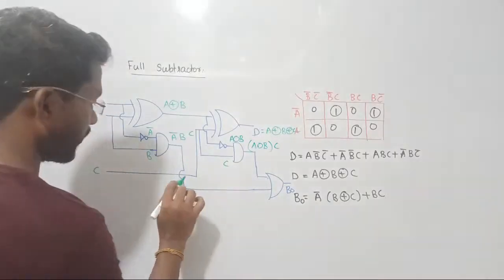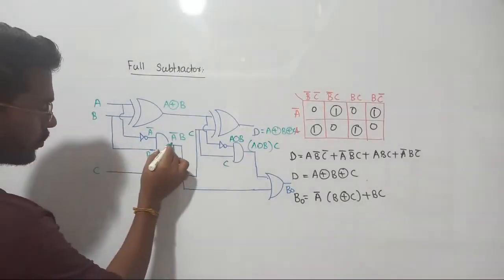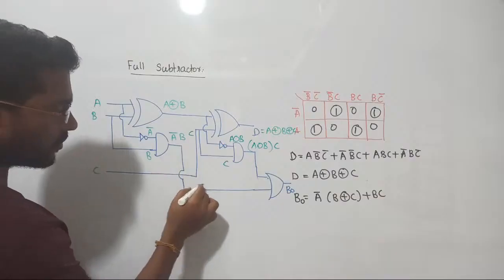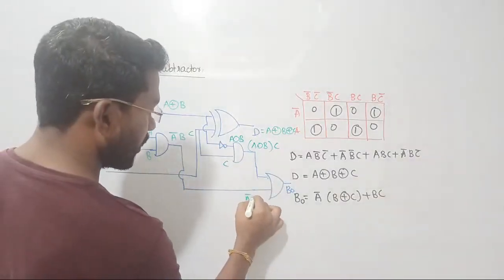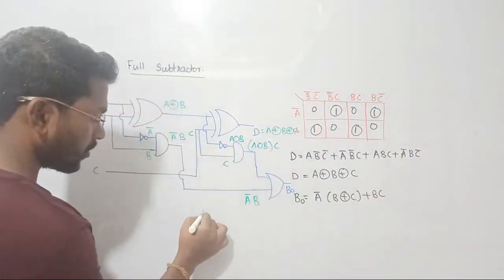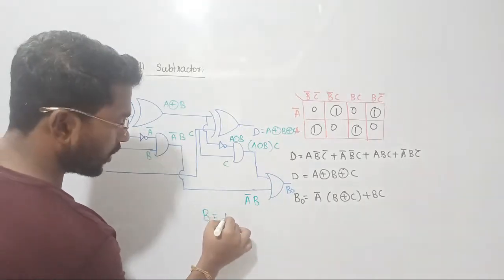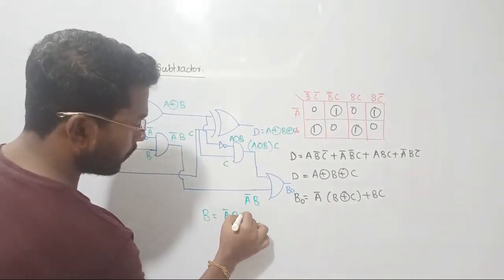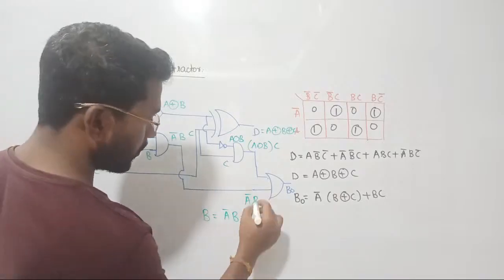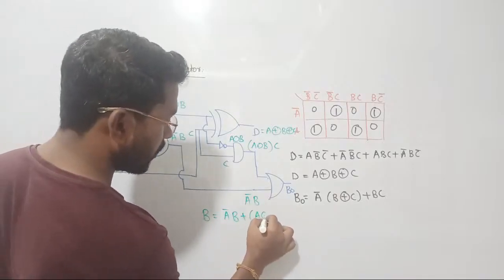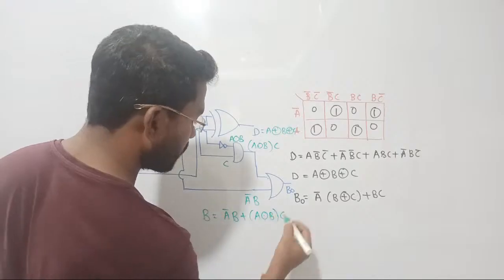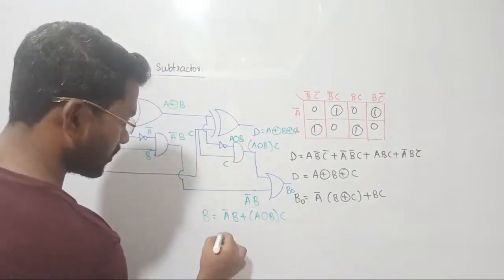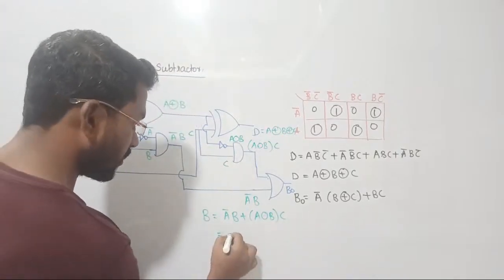Let's see what happened. Wait a minute, and the C has come out, right? So here what we got, A bar B, it is coming out, and here it is going to be A bar B, right? Such that your borrow output is going to be what? So here we got A bar B plus A XNOR B into C. Actually I got some other expression. Let's try and check whether it is correct or not.